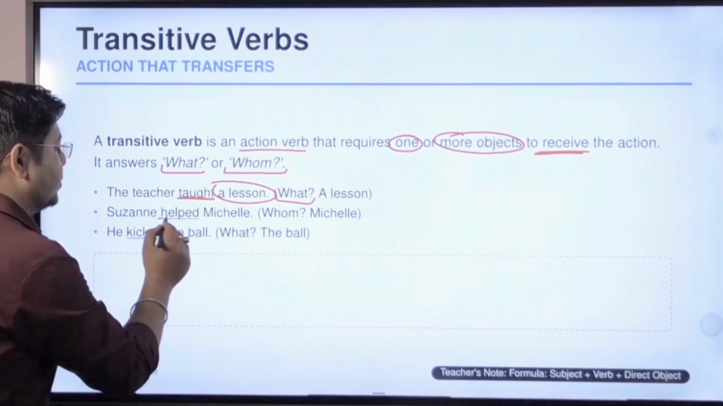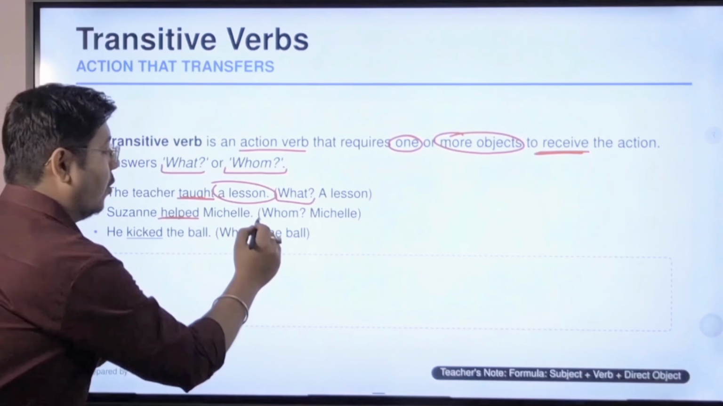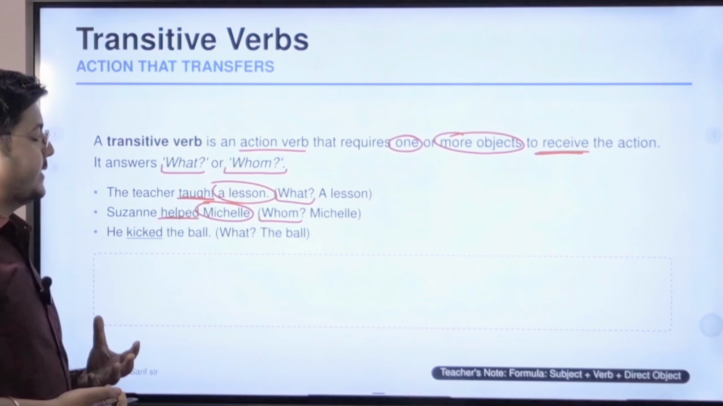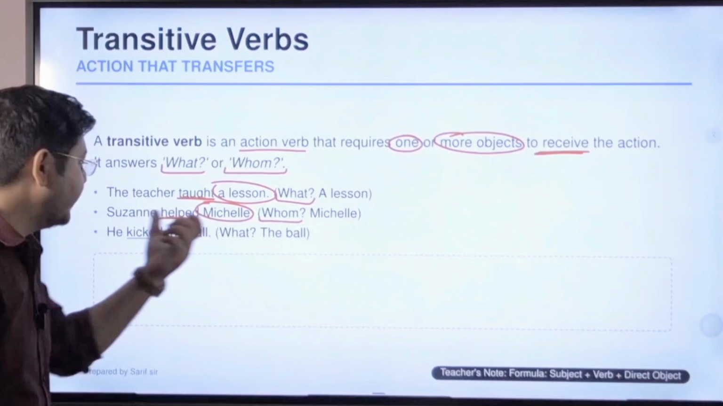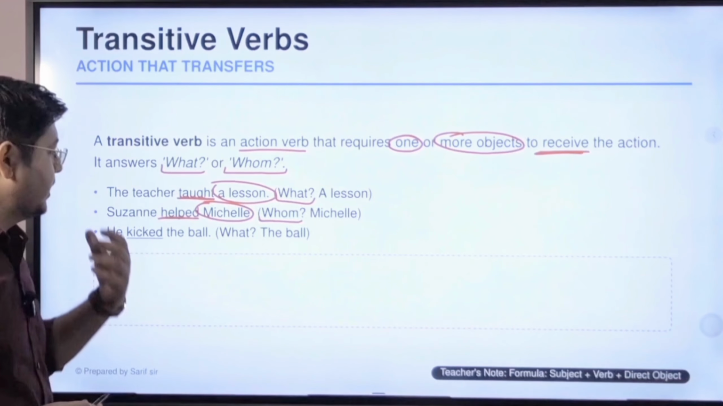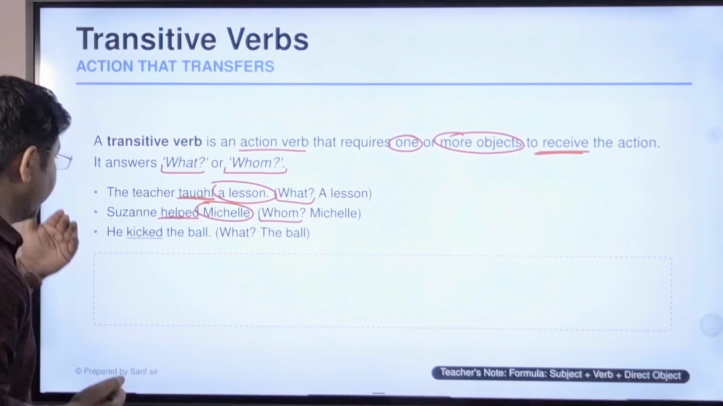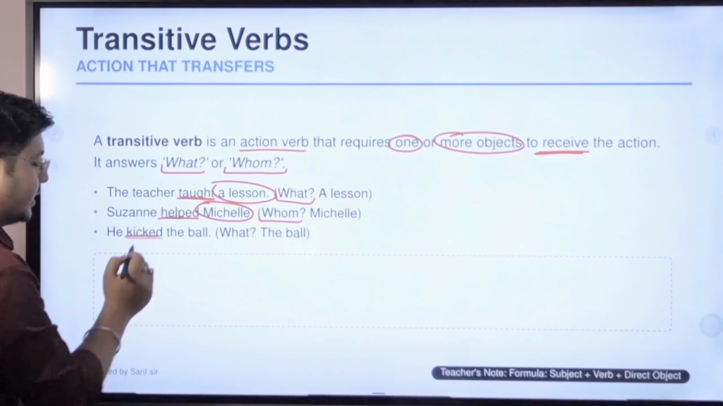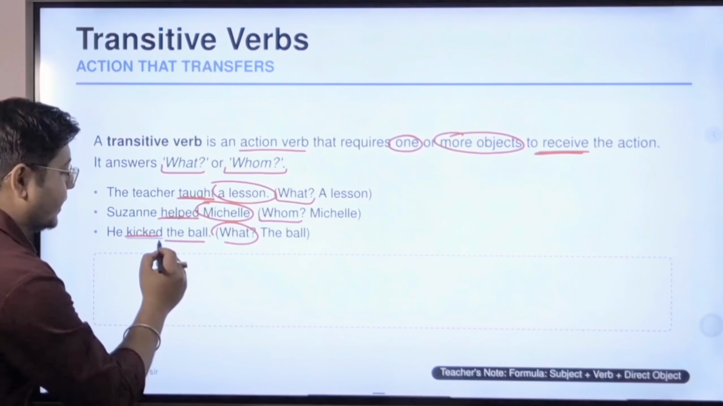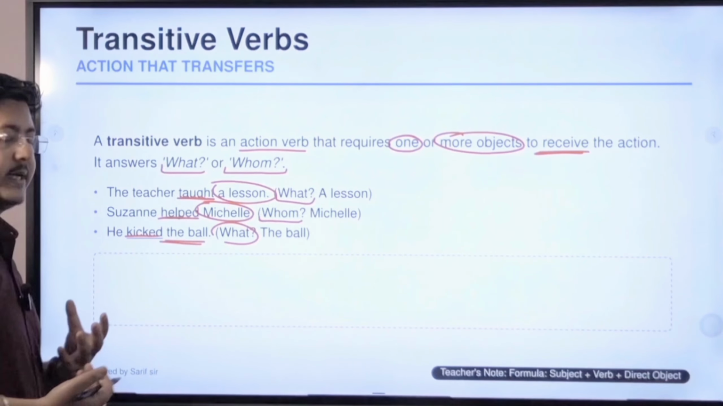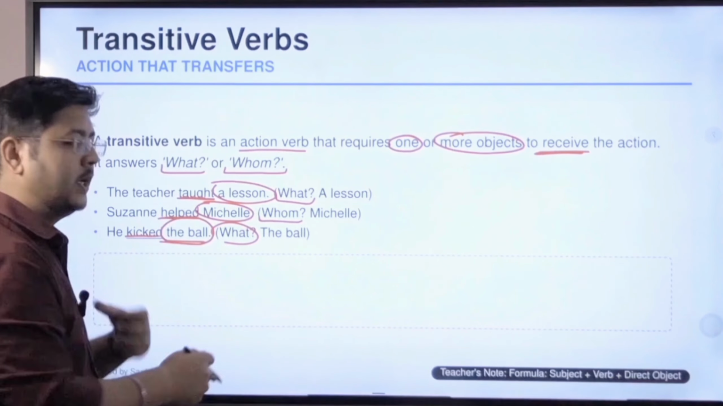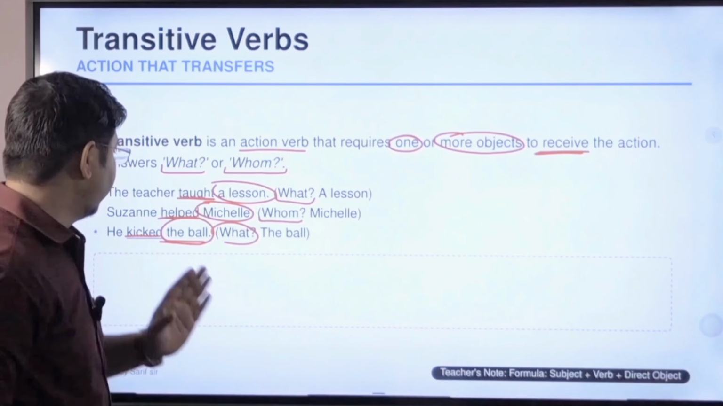Second example, Susan helped. Helped whom? Helped Michelle. Again, because we are getting the answer of whom in relation to the verb, the word Michelle is the object of the verb helped. So this sentence also has an object. Third sentence, he kicked. Action is kicked. Kicked what? The ball. Because we are again getting the answer of what in relation to the verb, the ball is the object of the verb kicked.